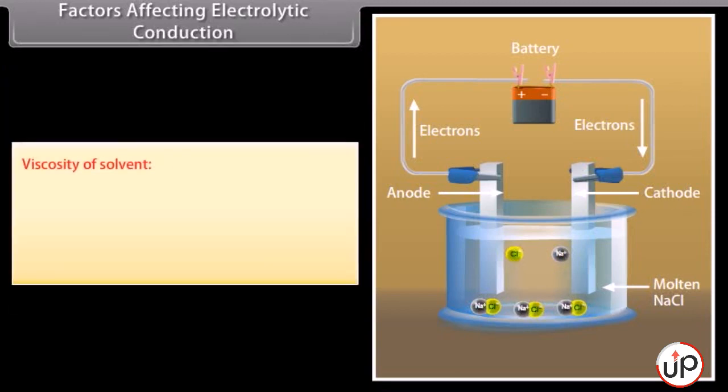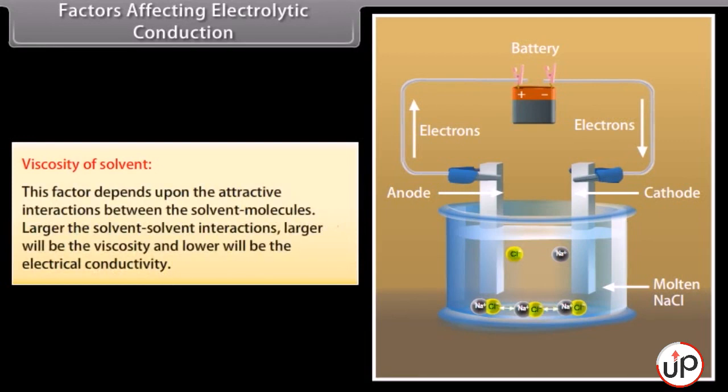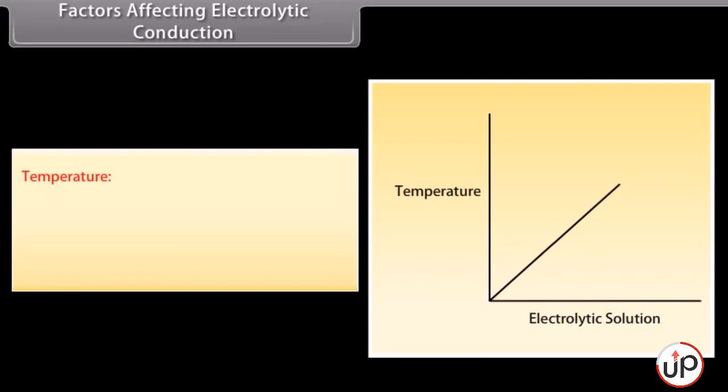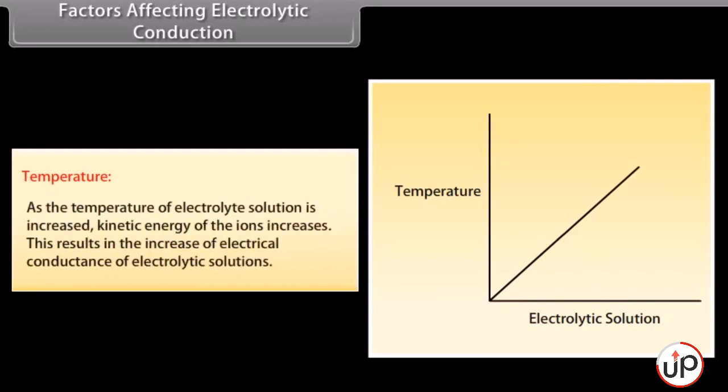Viscosity of solvent. This factor depends upon the attractive interactions between the solvent molecules. The larger the solvent-solvent interactions, the larger will be the viscosity and lower will be the electrical conductivity. Temperature. As the temperature of the electrolyte solution is increased, the kinetic energy of the ions increases. This results in the increase of electrical conductance of electrolytic solutions.